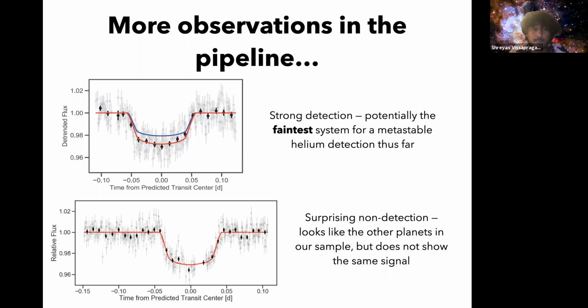So this top detection is potentially the faintest system for which metastable helium has been detected thus far. My summer student, Kim Paragas, is the one that's working on it. And the bottom is a non-detection that I think is quite surprising, because it looks like a lot of the other planets in our sample, but it doesn't express the same signal.